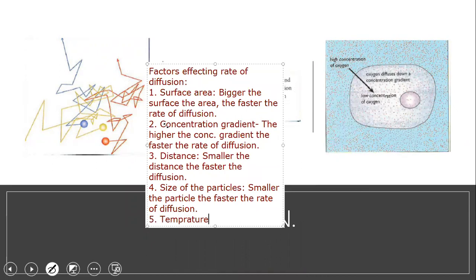Another factor that diffusion depends upon is temperature. The higher the temperature, the faster the rate of diffusion is going to be, because the higher the temperature, the more energy the molecules are going to have, and the more energy molecules have, the faster they're going to move, and diffusion will take place faster. So these are all the factors that are related to diffusion.